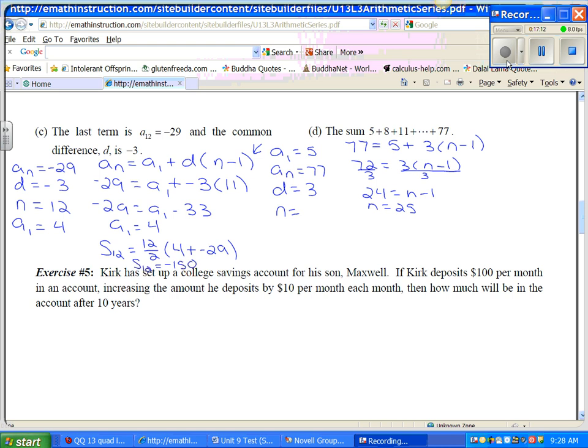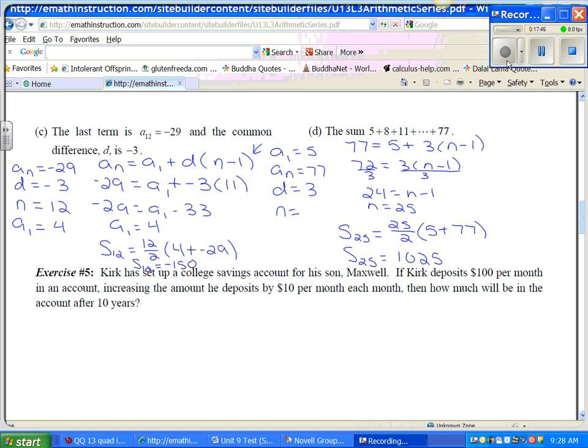How many of you got 25 for n? You can distribute and still get the same answer. Yeah. So I want S sub 25, right? Means there's 25 terms. 25 divided by 2 times 5 plus 77. And what do we get? Good. We okay with that?